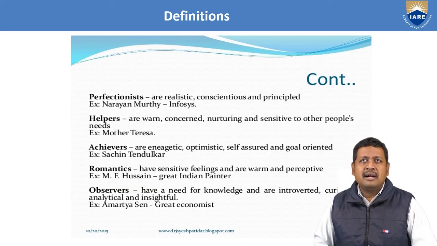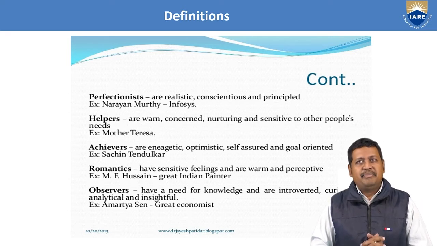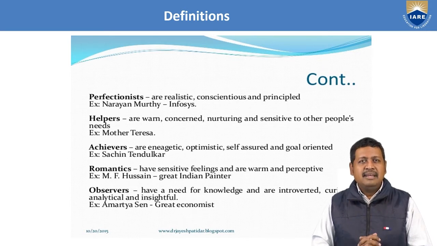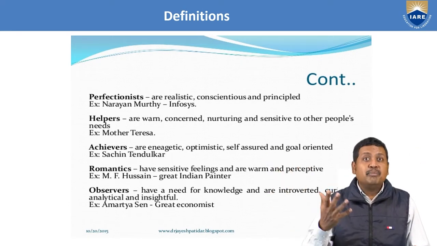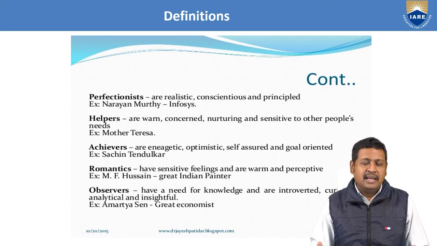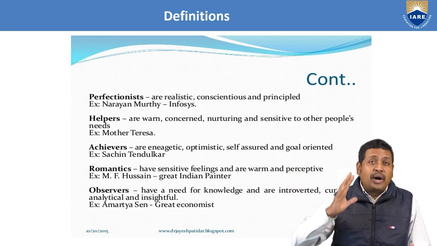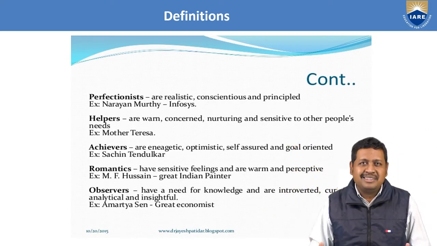Well, perfectionists are realistic, conscientious, and principled people. These conscientious people are disciplined people, principled people, and they are very realistic kind of people. They are not into daydreaming all the time. Well, Abdul Kalam always says, dream big. One day you will realize your dreams. But those dreams should be achievable dreams. And those dreams require your hard work too. It's not just daydreaming all the time or building castles in the air.